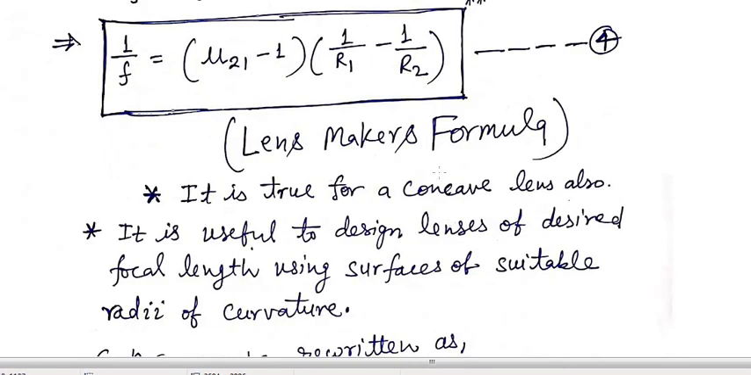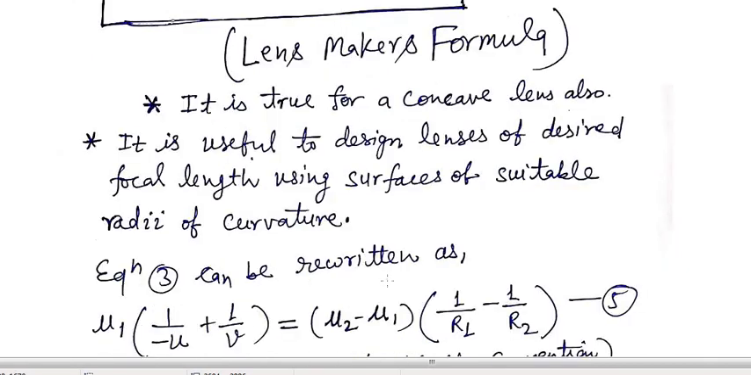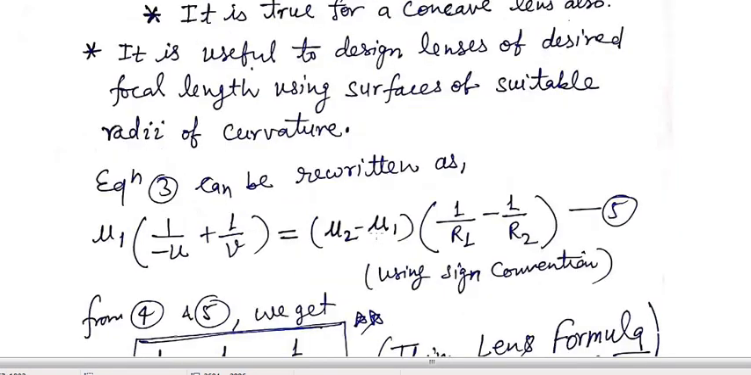Now it is true for a concave lens also. Although we have derived this formula for a convex lens, it is true for a concave lens also. So it is useful to design lenses of desired focal length using surfaces of suitable radii of curvature.